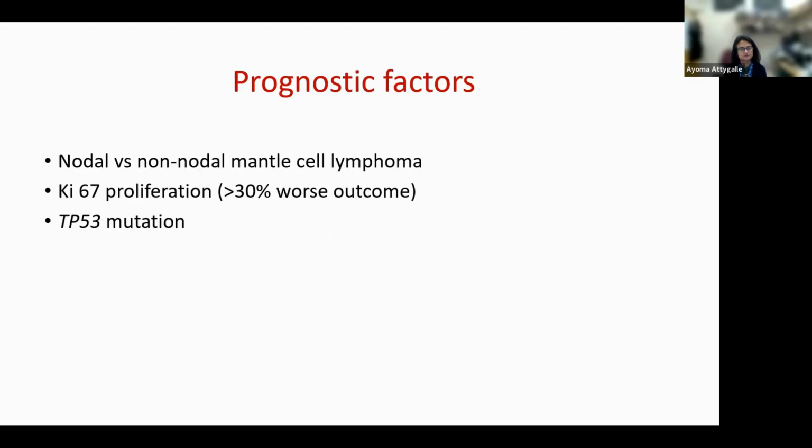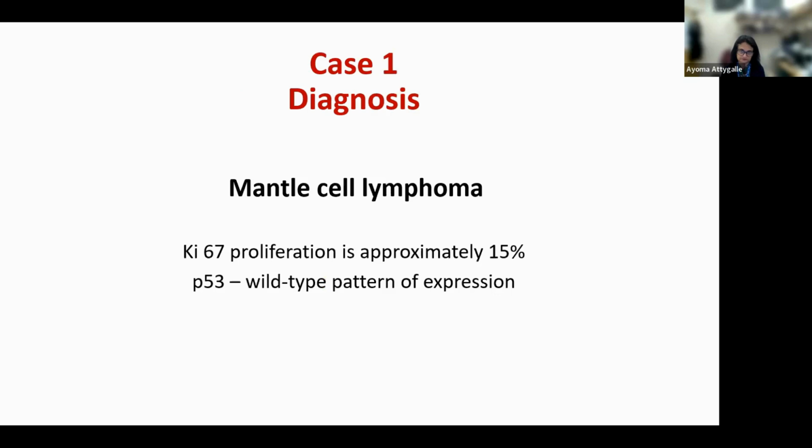So the prognostic factors for mantle cell lymphoma are nodal versus non-nodal, which I've just spoken about, but also the Ki67 proliferation index. More than 30% is associated with the worst outcome. So this information you should provide to your clinician. And the presence of a TP53 mutation also adversely affects outcome. So the diagnosis, again, is mantle cell lymphoma, and you should give the Ki67 proliferation index and the P53 status.